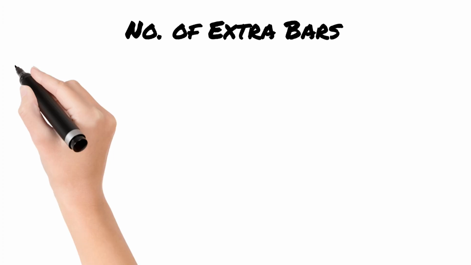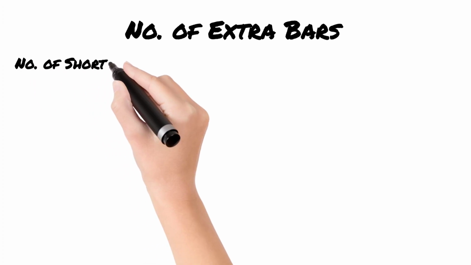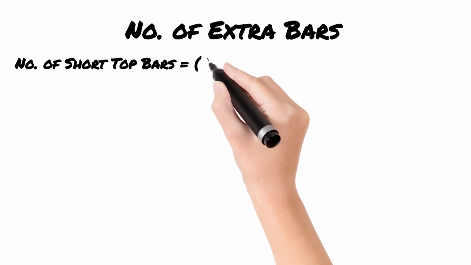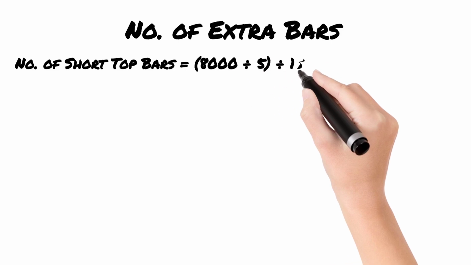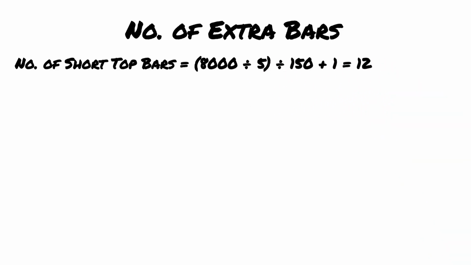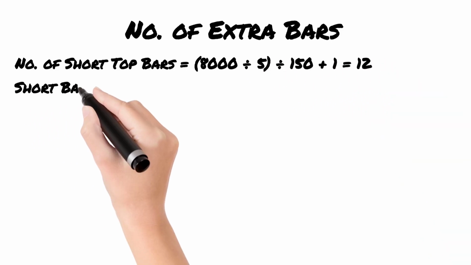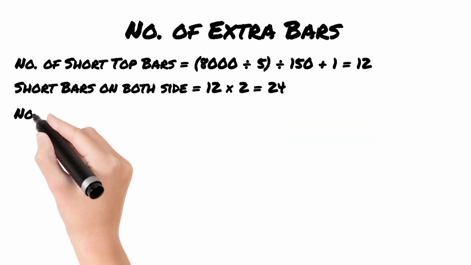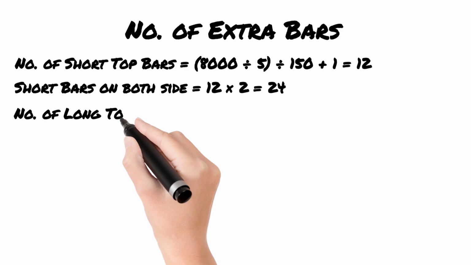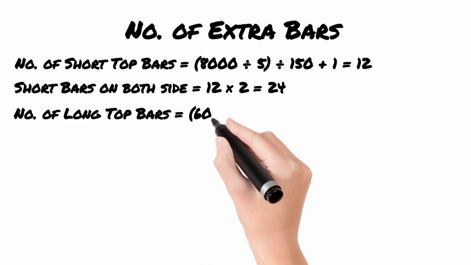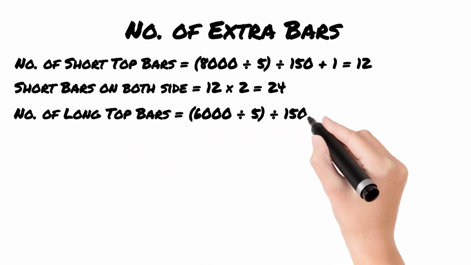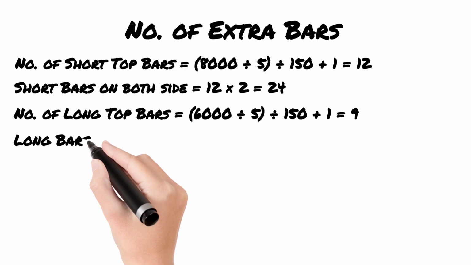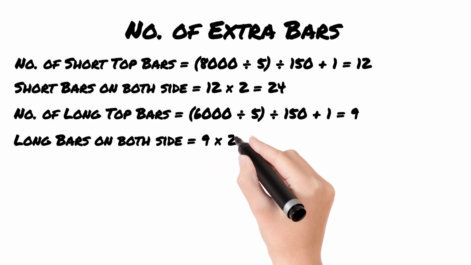Now let's find the top extra bars. The 8 millimeter extra bars with 150 millimeter spacing are provided at both sides. Number of short top bars will be equal to 8000 divided by 5 divided by 150 plus 1 equals 12. Multiply it by 2 to find extra bars on both sides, and we will have 24 bars. Similarly, number of long top bars is equal to 6000 divided by 5 divided by 150 plus 1 equals 9. So we have 18 bars at both sides.